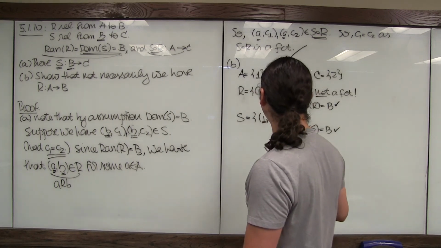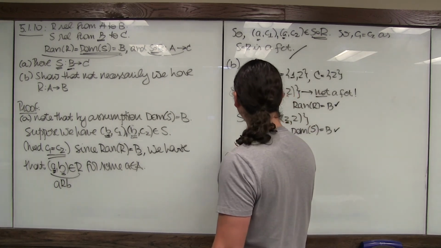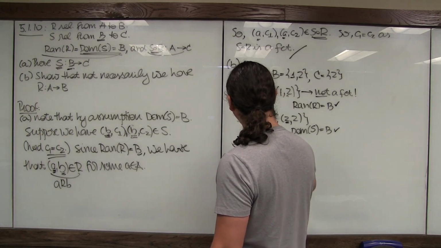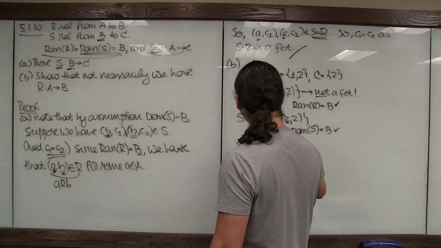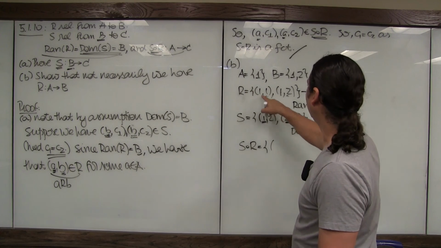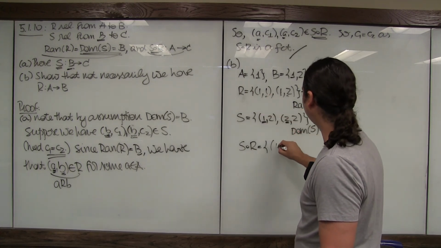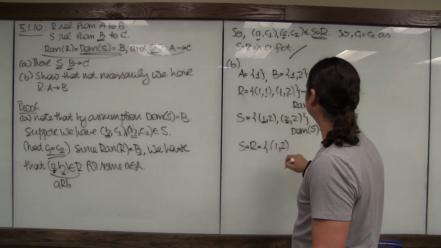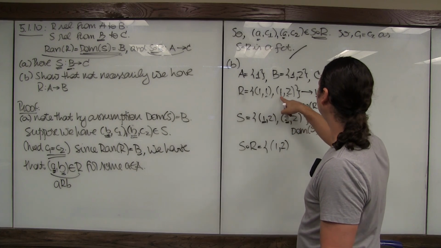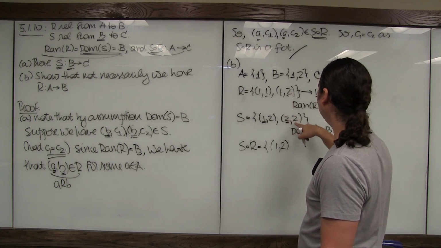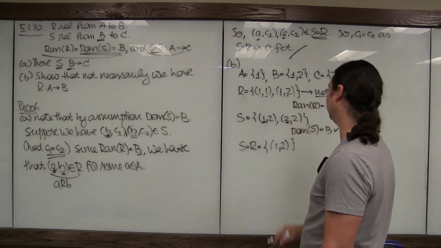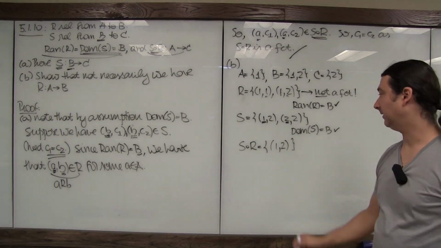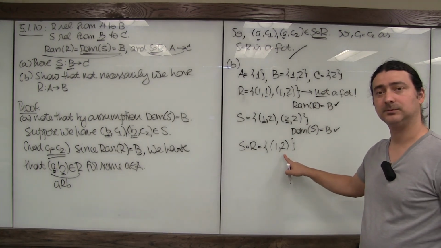And lastly, what is the composition? We have that S composed with R is what? Have (1, 1) and then (1, 2), so I have (1, 2). And I have (1, 2) and (2, 2), so that gives me (1, 2) again. So I have (1, 2).